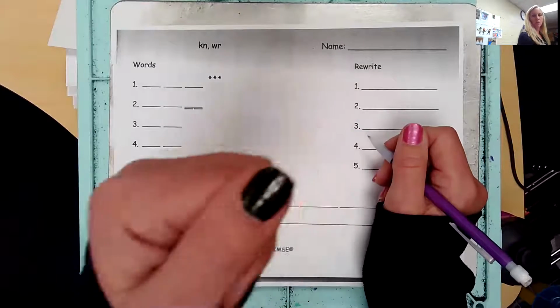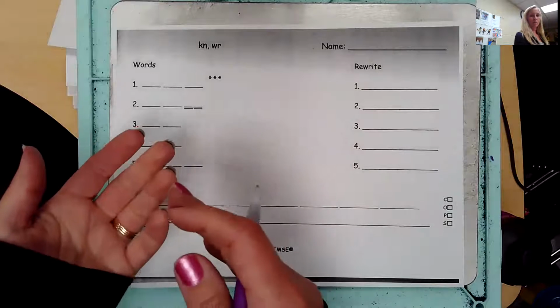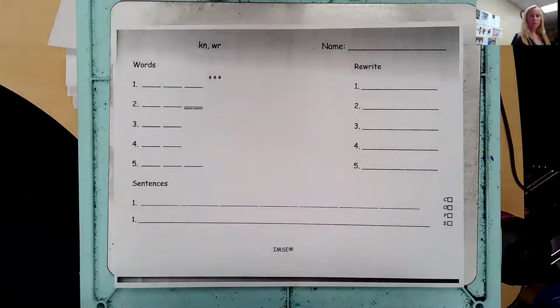Right. Now, I encourage you to pause the video after each word and write the word and then come back and check. Don't copy my work, but you're going to pause, write the word right, turn the video back on, and check your work.